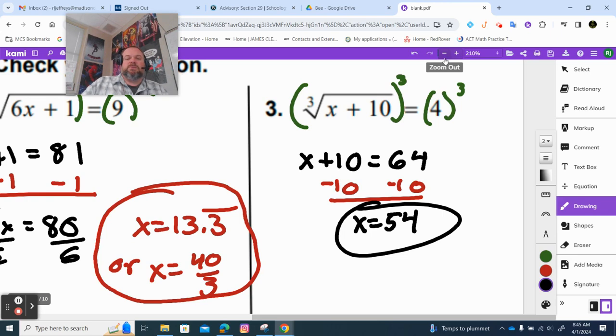All right. Are we good through 3? 3 was a nice one, wasn't it? Believe it or not, 3 was a two-step equation. Yep.